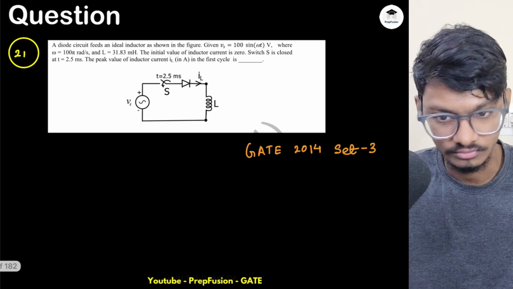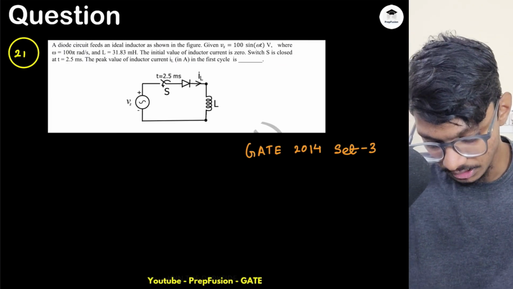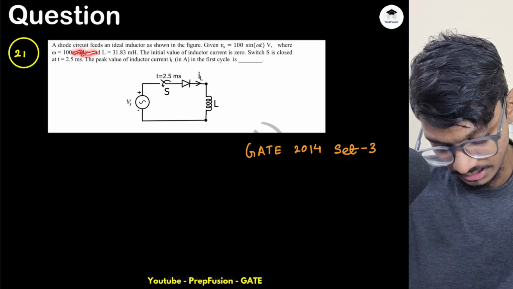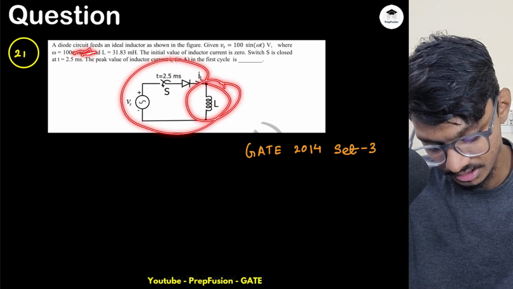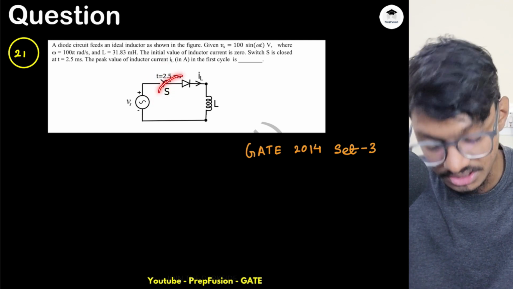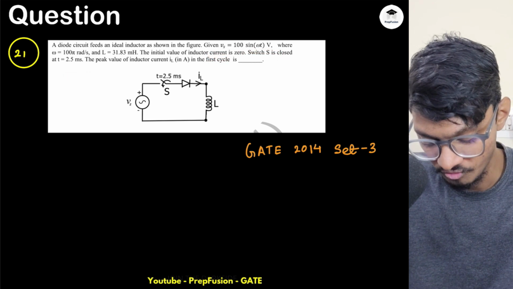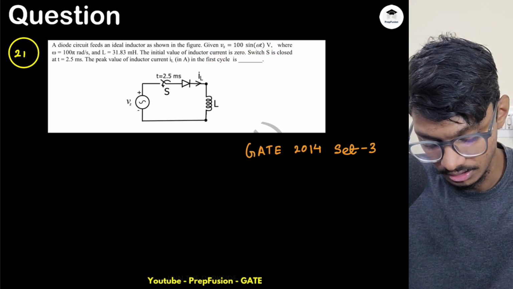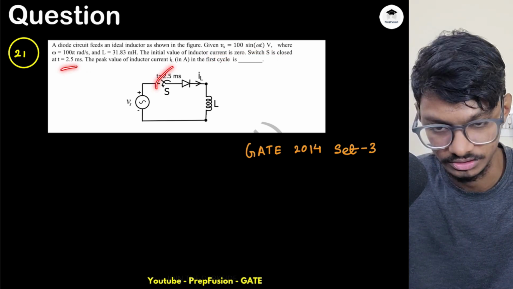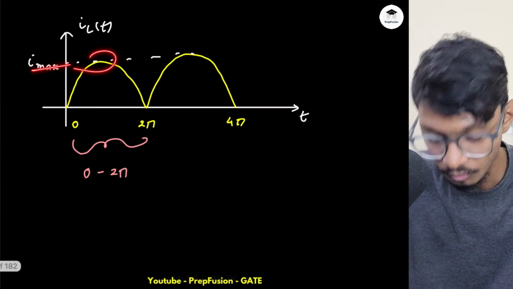So let's now solve this next question. This is the same type of question only. What they have told is, a diode circuit is here and an ideal inductor is here, but instead of closing the switch at t equals 0, they are closing the switch at t equals 2.5 milliseconds. All the information is given about the input waveform, the inductance value, and the time at which the switch is closed. They are asking the peak value of inductor current. What will be the peak value?